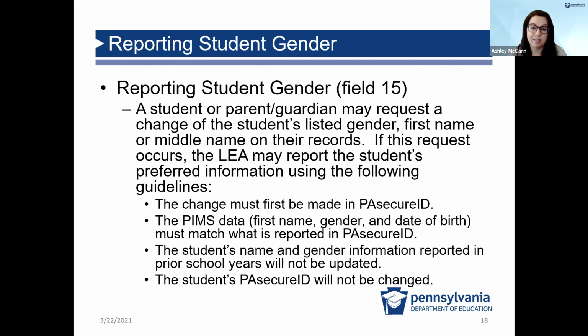So once the change is made in PA Secure ID, then you update it in your SIS and you upload a student file. As long as the name and the gender and all the other stuff matches, then it should go through just fine. A student's PA Secure ID will not be changed. We won't create a new PA Secure ID because they're changing their name and gender.